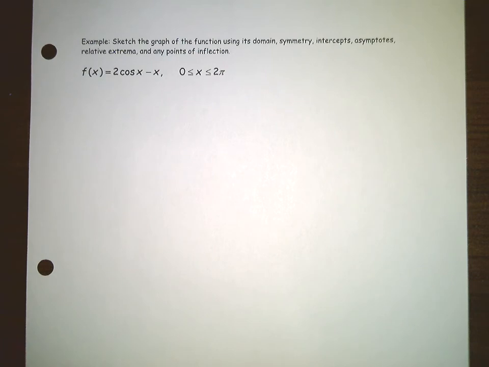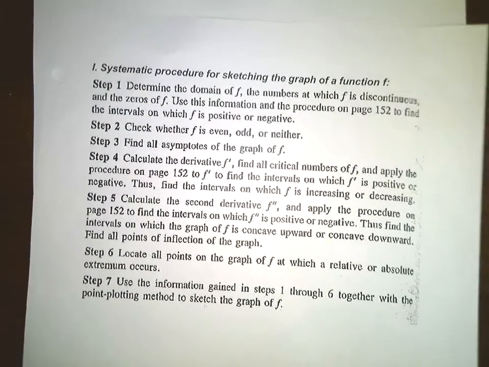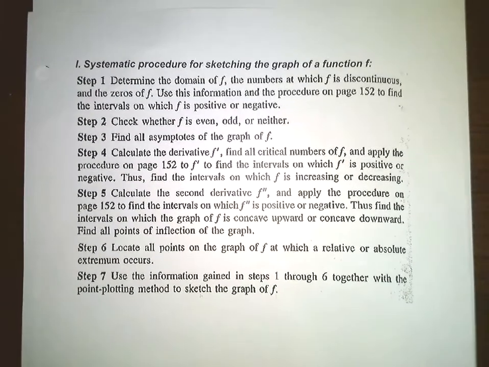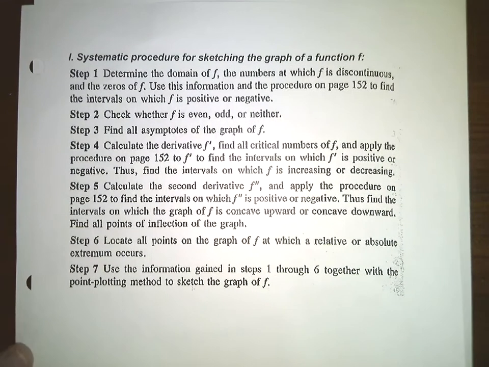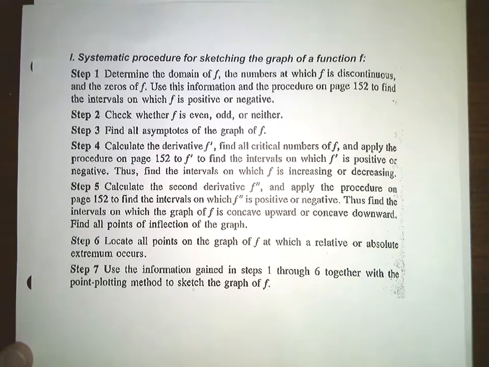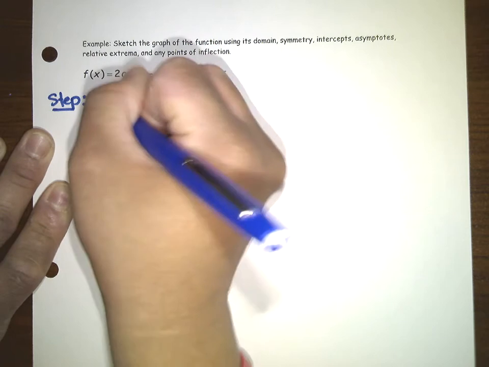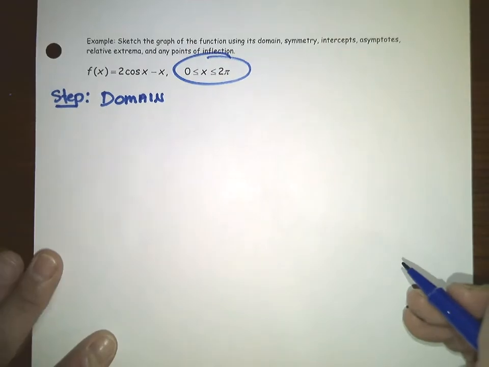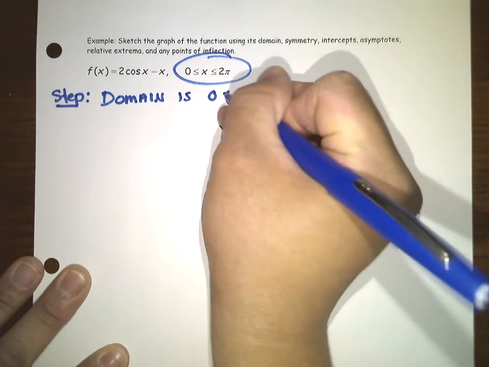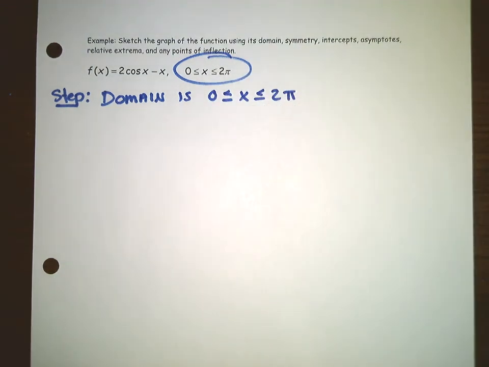All right. So let's start by actually just going through the steps one by one. So we'll determine the domain of f, the numbers at which f is discontinuous, and the zeros of f, and the intervals on which f is positive or negative. So step 1. All right, so the domain. Well, the domain is already given here in the problem. So the domain is 0 to 2 pi. That's good, right? They're already giving it to us.